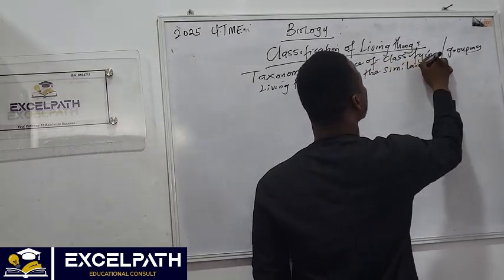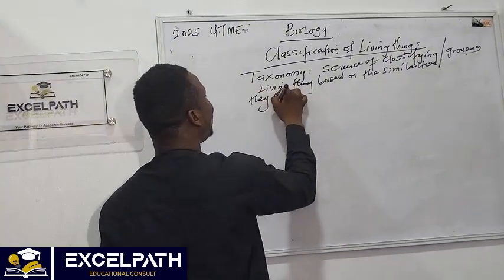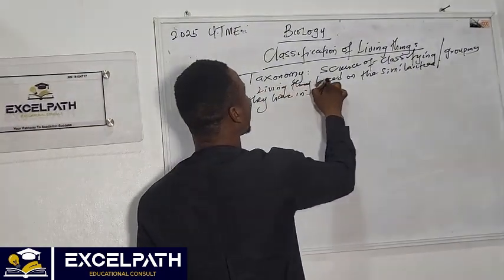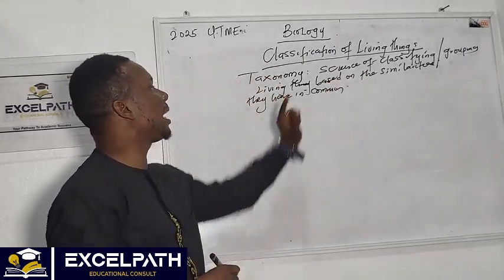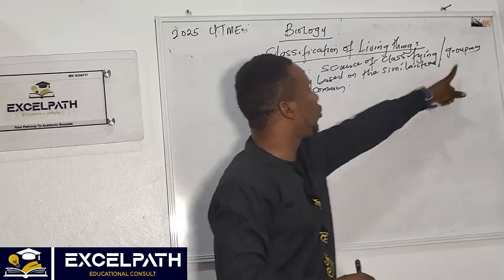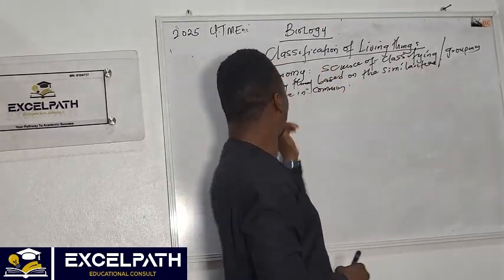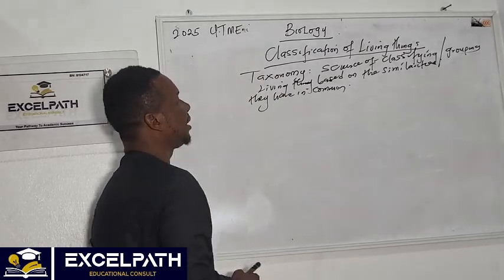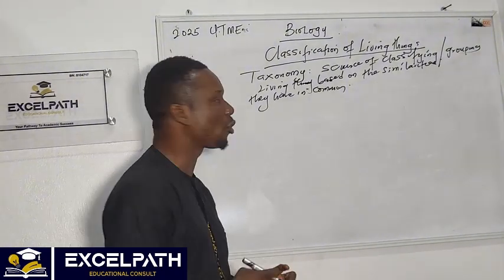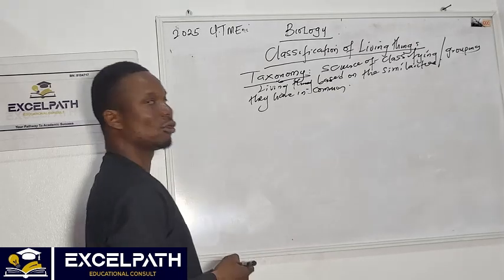they have in common. So taxonomy is a science that deals with the grouping of living things based on the similarities they have in common. That science of grouping living things based on the similarities they have in common is called taxonomy.